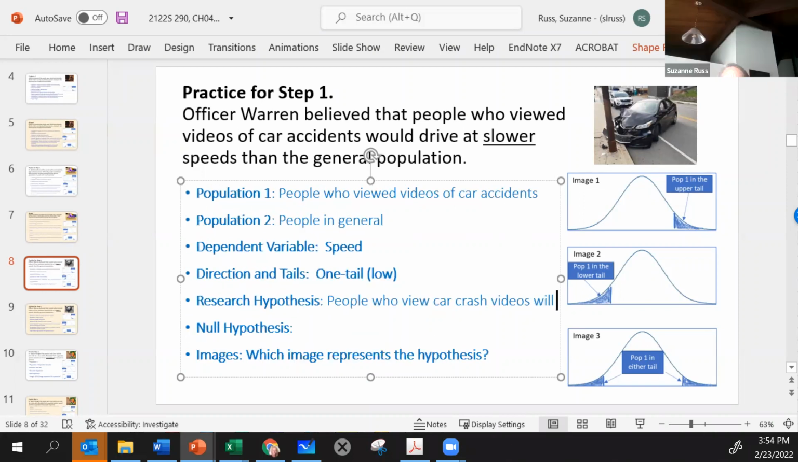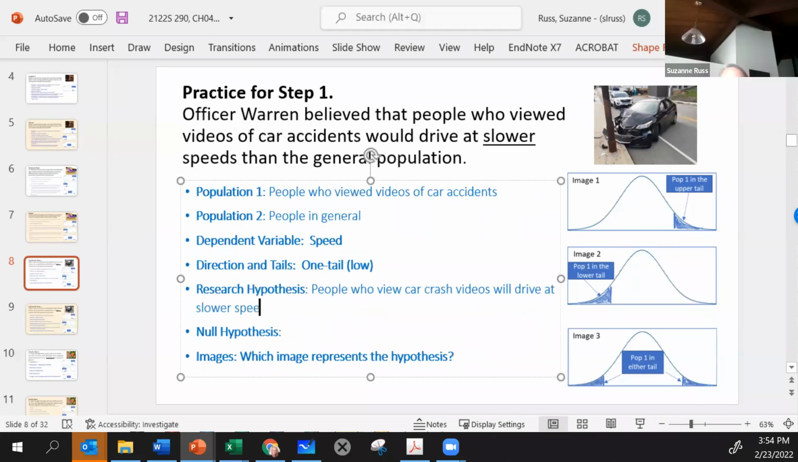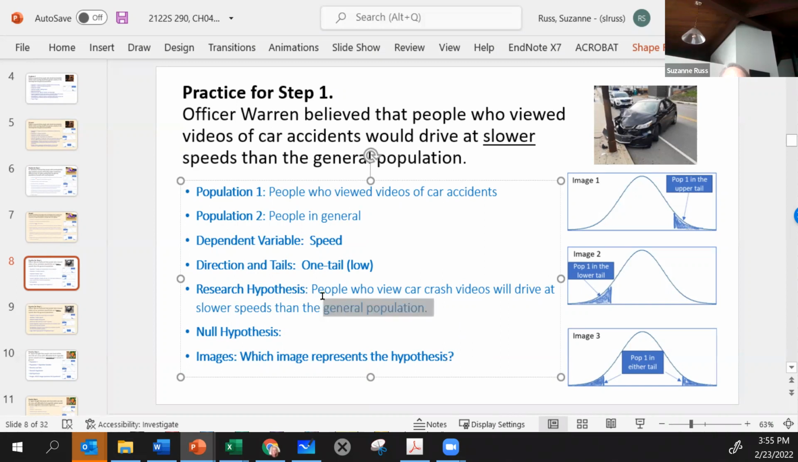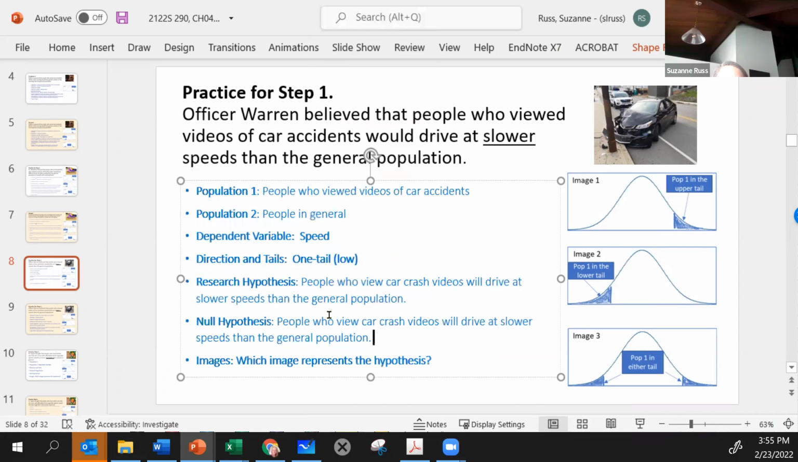Who would like to finish that? People who will drive at slower speeds than the general population. And where will we add the word not for the null hypothesis? Between will and drive. Okay, let's do that then. So will not drive at slower speeds. All right, so this is the idea.